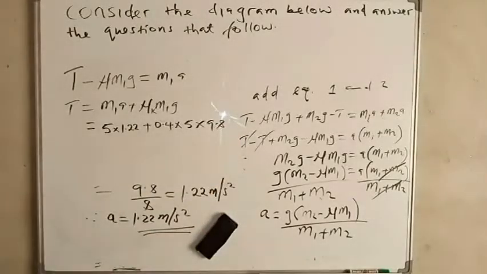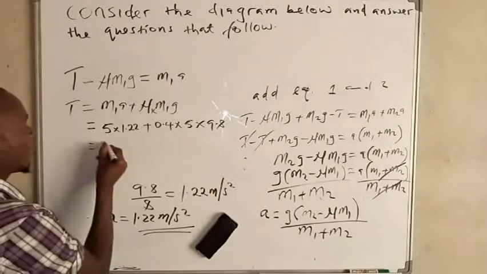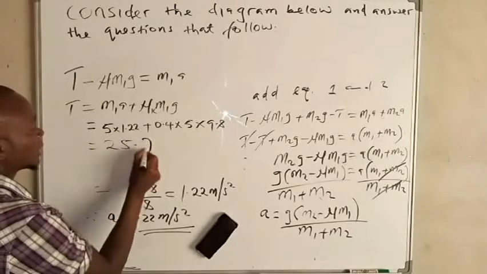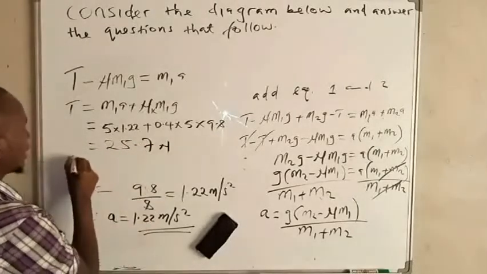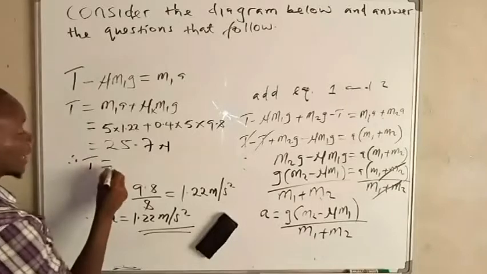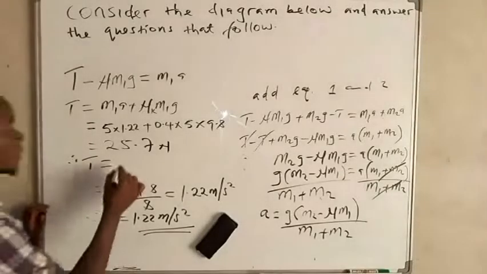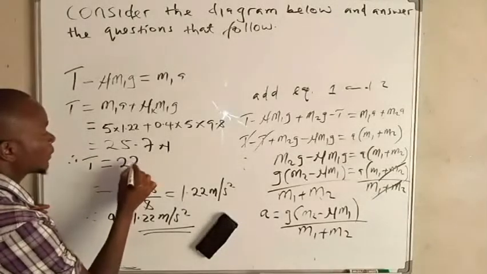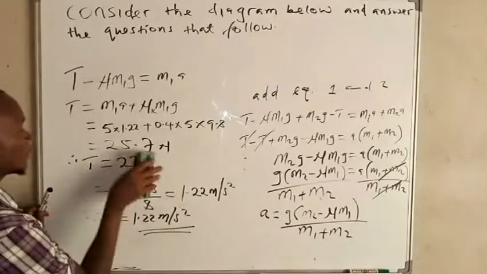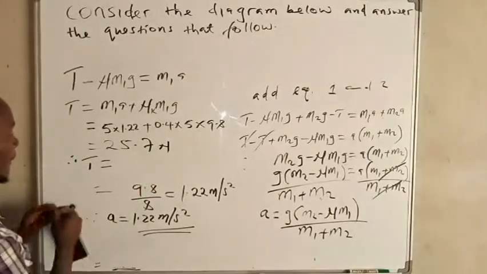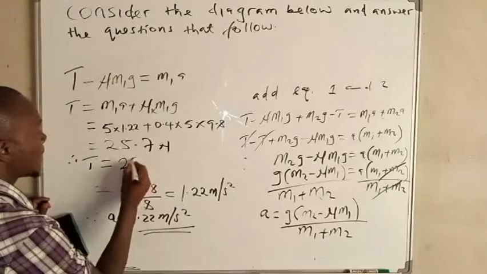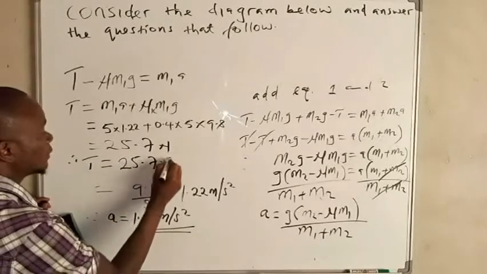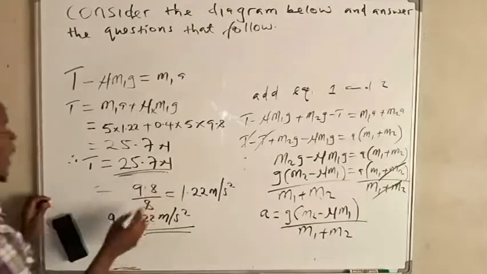Punch this on a calculator, we are going to have 25.7 newtons. Therefore, the tension in the cable is 25.7 newtons. And this is the value.